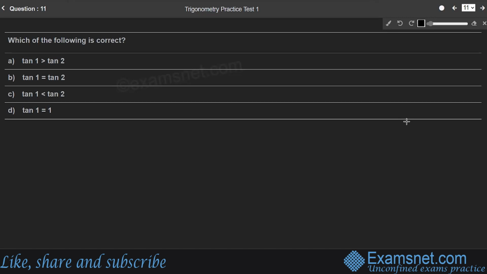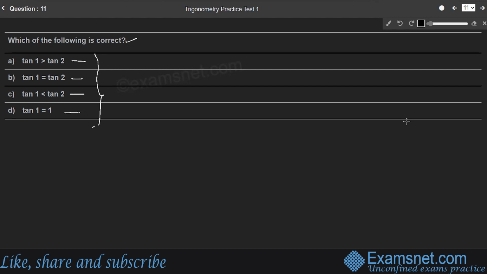Question 11. Which of the following is correct? Option A: tan 1, that is tan 1 radian, is greater than tan 2. Option B is tan 1 is equal to tan 2. Option C, tan 1 radian is less than tan 2 radians. Whereas option D is tan 1 radian is equal to 1. Right? So which of the given options is correct?